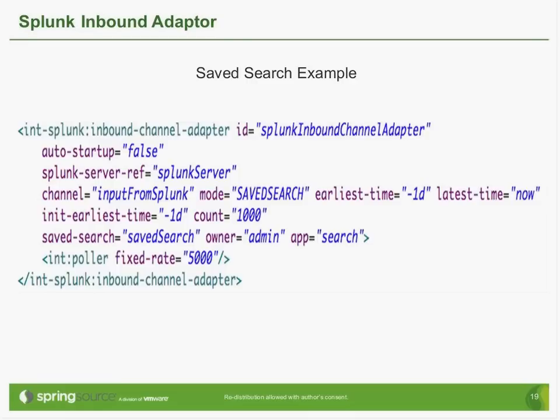You see also an example of the time range attribute, so we're only interested in the previous day's data, and we have a limit of 1,000 results per query. We're also backing this with a poller, which is a standard Spring integration component, and in this case, we're going to run this search every 5 seconds. So we'll be getting new data continually is what we expect. So this is the inbound adapter.